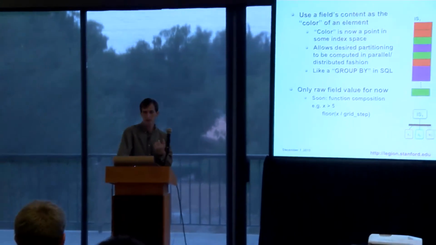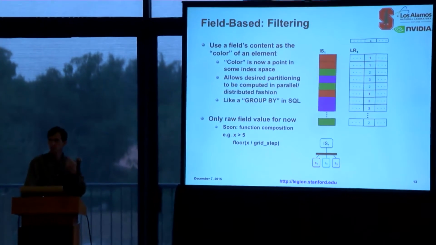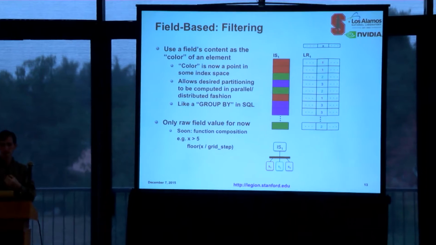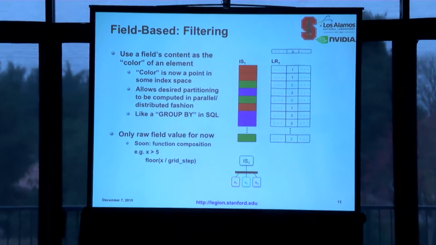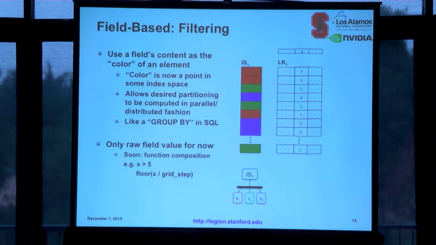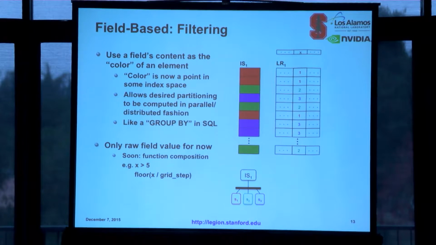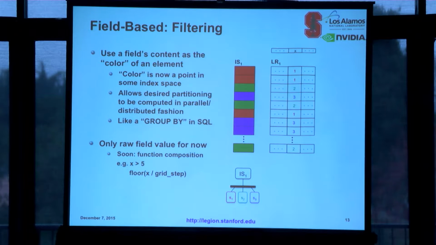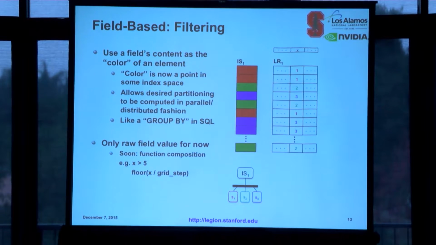All right, thanks. And that actually leads into my next point, which is that right now, in the current version, you can only do this filtering on the raw value. But fairly soon, we have a plan for allowing you to do function composition. So instead of just using the value directly, you can apply a limited function to it. So instead of looking at x, I could maybe ask, is the value x greater than 5? And I would return a Boolean that I can then filter on. Or I could do the floor of x divided by the grid step to bucket points into where they are in a grid and partition based on that. So the idea here is these are all going to be small, pure functions that can be composed with the field values to actually compute the target coloring.